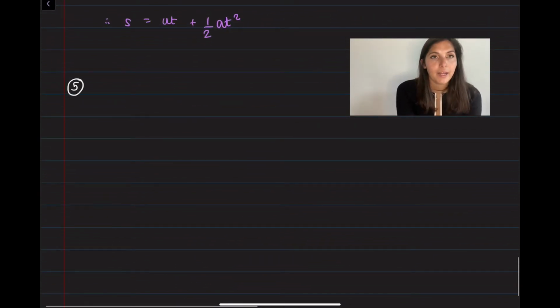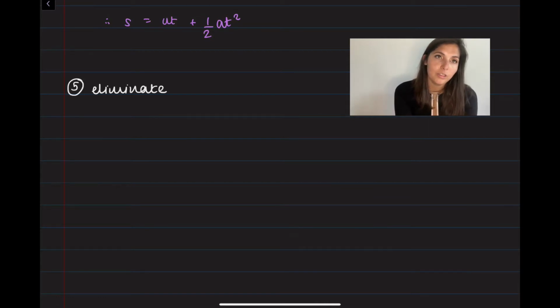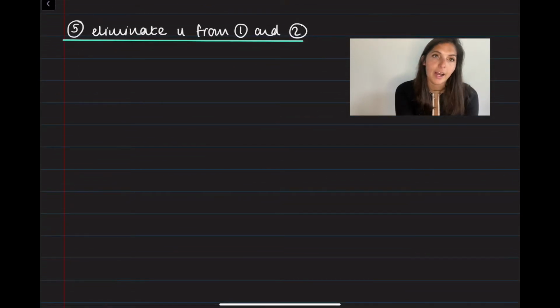Finally, we can eliminate the initial velocity from 1 and 2, so the exact same method, and substitute that in, and we arrive at the final formula.